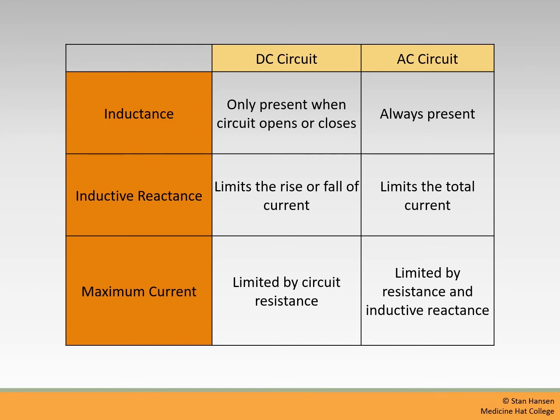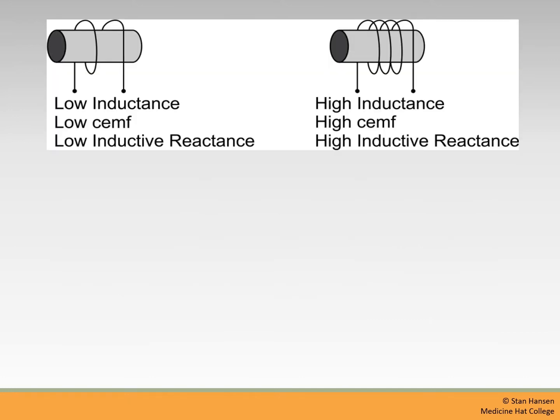If I had a circuit fed by the same voltage, one in AC and one in DC, and I had the exact same coil in both circuits, what I would find is that my maximum current in the DC circuit would actually be higher, because it's only limited by the resistance, whereas in my AC circuit, it's being limited by my resistance and my inductive reactance at the same time. Therefore, total current in an AC circuit compared to a DC circuit of the same value will always be lower in the AC circuit. There are two different factors that affect the amount of inductive reactance inside a circuit. We've already discussed how inductance and inductive reactance are directly related.